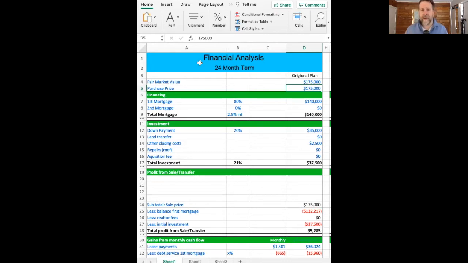So here's an example. This is a real example, someone who had a troubled property. They purchased it for 175 and it was appraised at the time for 175. They got a mortgage of $140,000. They put 20% down and closing costs of about 2,500. So they're into it for 37,500. Okay, makes sense, pretty straightforward.